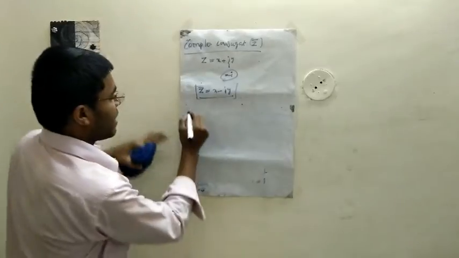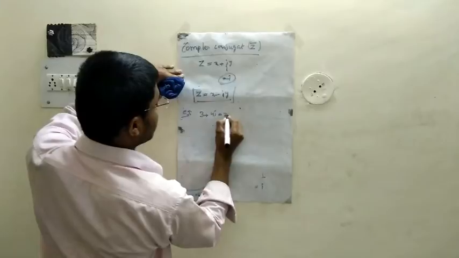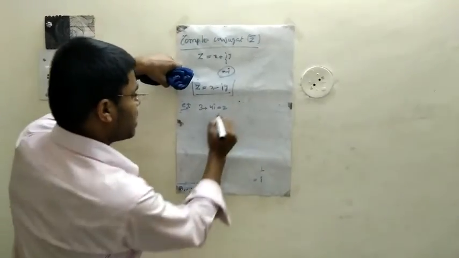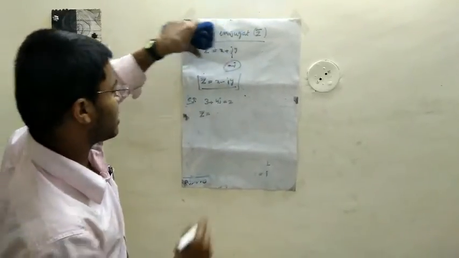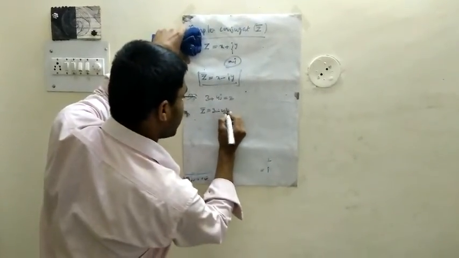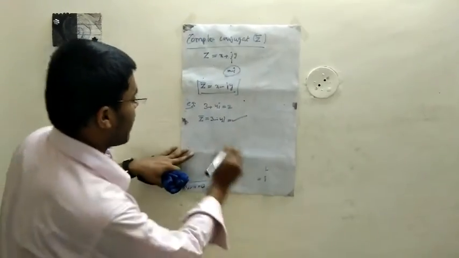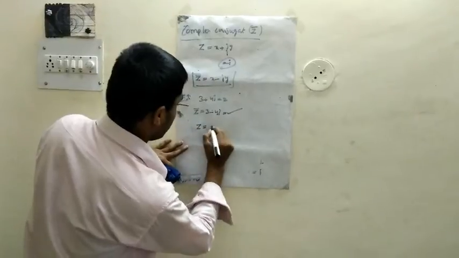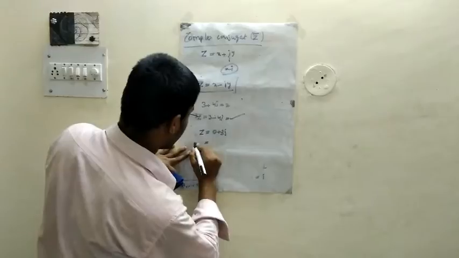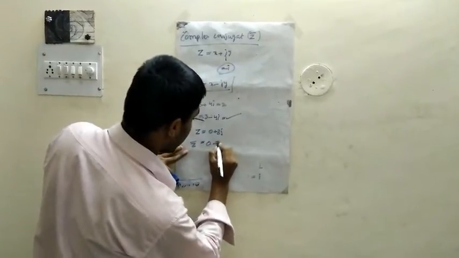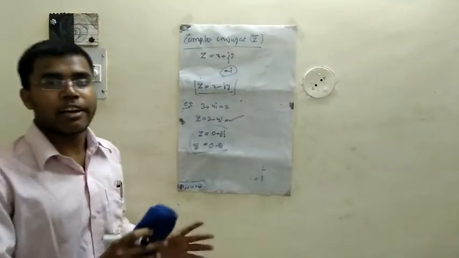For example, consider 3 plus 4i, which is Z. The complex conjugate of Z: just substitute i with minus i, giving 3 minus 4i. This is the complex conjugate of Z. And if I consider, for example, Z equals 0 plus 3i, the complex conjugate is 0 minus 3i. This is whatever I discussed up to now, and these are all rectangular form.